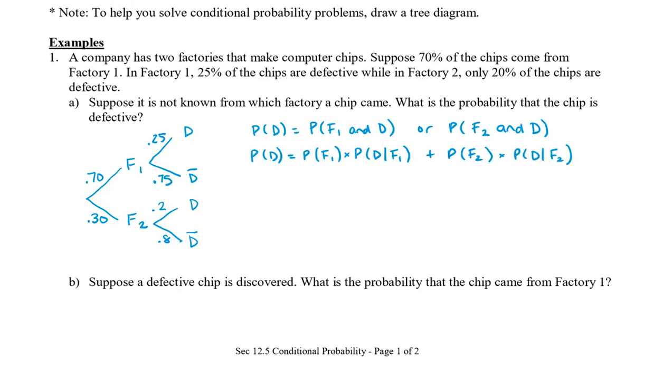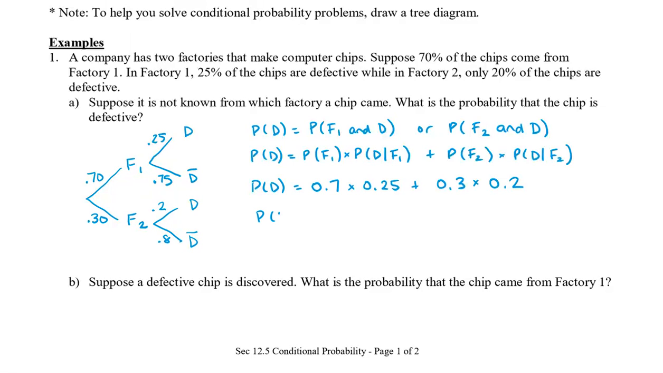Now that's a bit long-winded, but really what it means in terms of the numbers is that the probability that it's from factory 1 is 0.7, and then the probability that it's defective given that it's from factory 1 will be 0.25. That means that we have to follow the branch from factory 1. So that's 0.25, and then factory 2. So the probability that it's from factory 2 is 0.3, and then times the probability that it's defective given that it's from factory 2 means that we follow the factory 2 branch. So that would be 0.2.